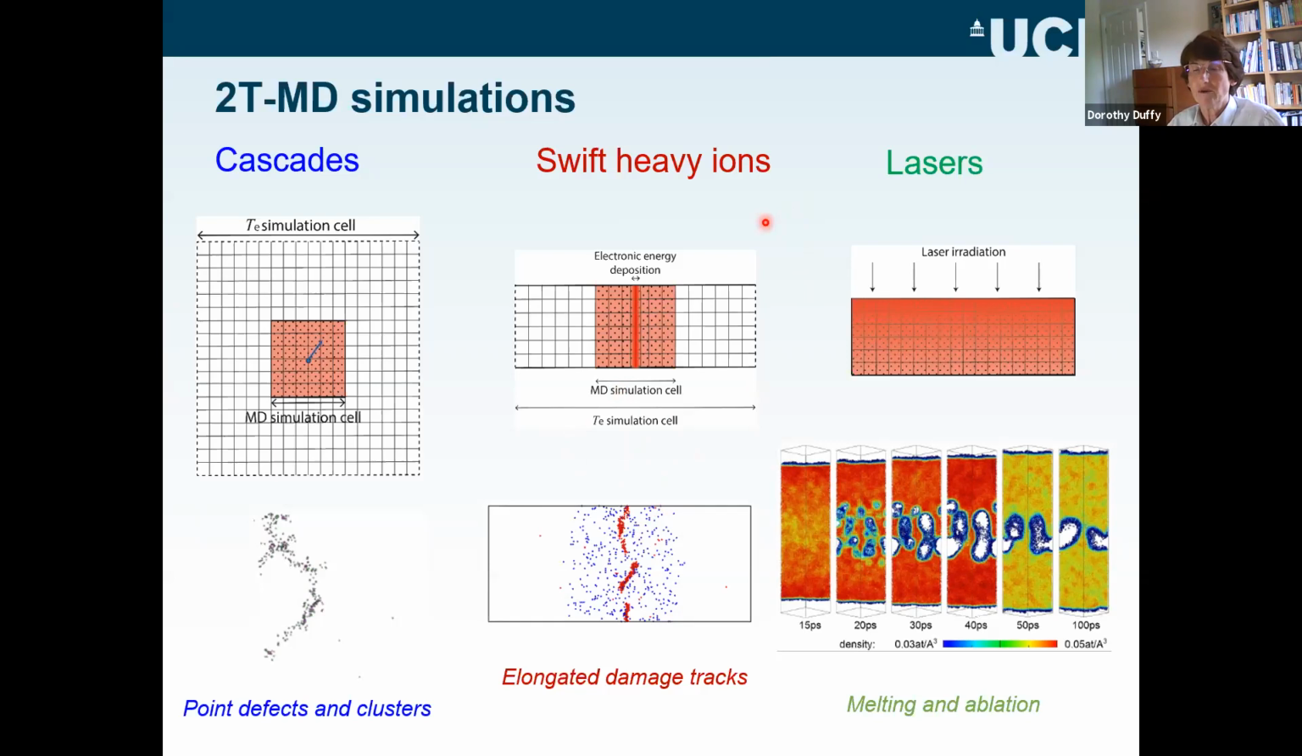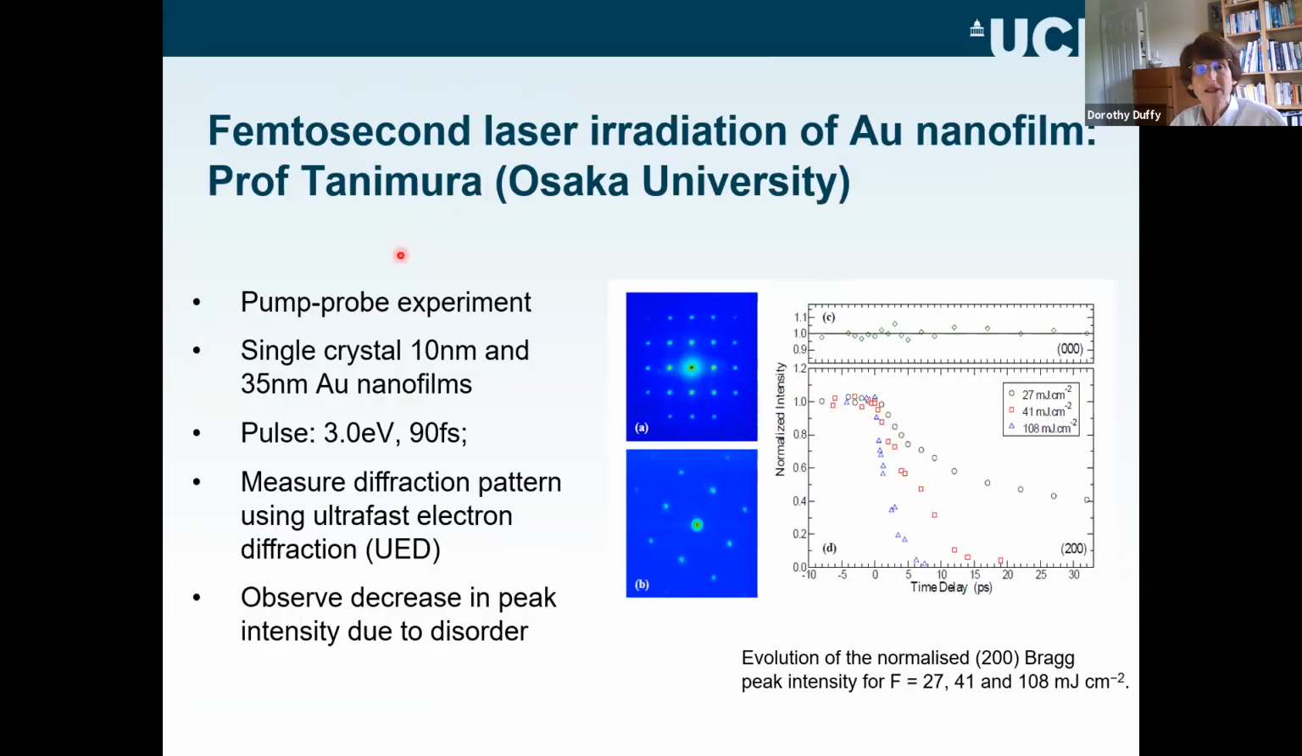So in lasers, you clearly deposit the energy directly into the electrons. So we can model the effect of laser radiation on thin metal films. This is a project that we did in collaboration with Alex Luger and an experimental collaborator from Osaka University, Professor Tanimura. He was firing these very intense, very fast, femtosecond lasers onto thin, single crystal gold films, very thin, either 10 nanometers or 35 nanometers. Then he would measure the diffraction pattern and see how it changed over time. This is basically investigating the melting or the phase change of these metal films in response to this laser radiation.